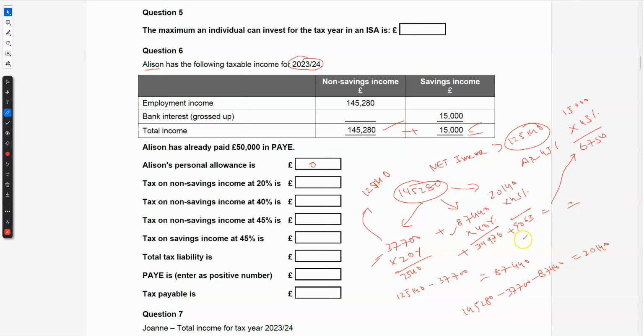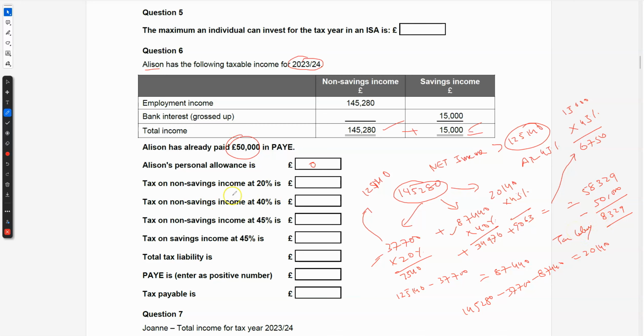If we add all this together, that will be the total tax. So 7,540 plus 34,976, then plus 9,063 plus 6,750. That gives me 58,329. That's the total tax liability. And from here we need to minus any tax already paid. This is PAYE, 50,000 already paid. The difference we have is 8,329. This will be my tax payable.